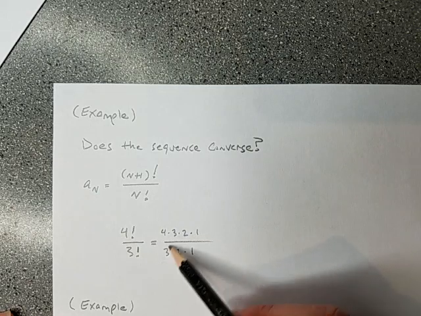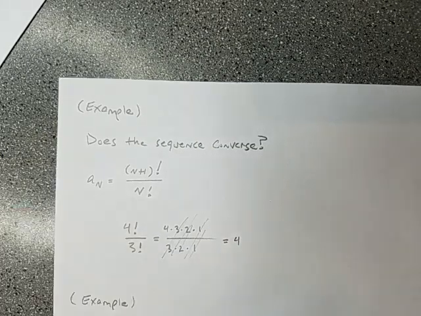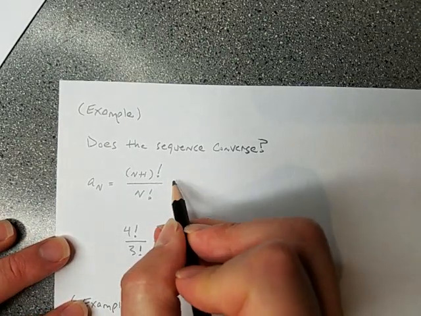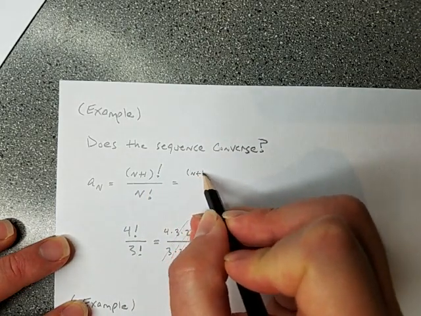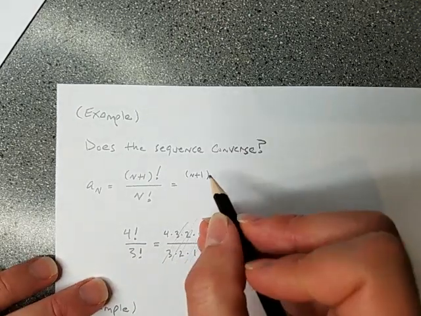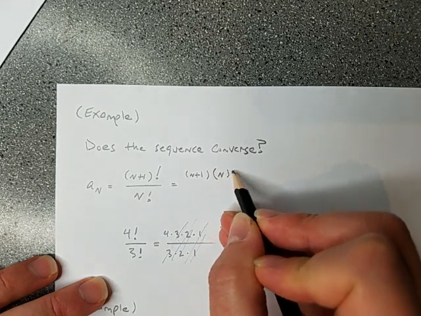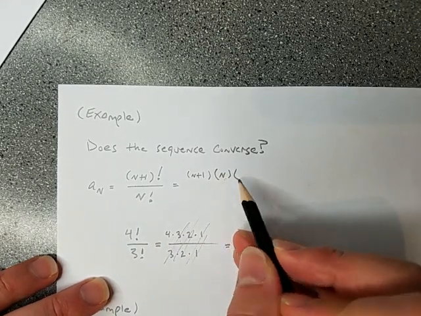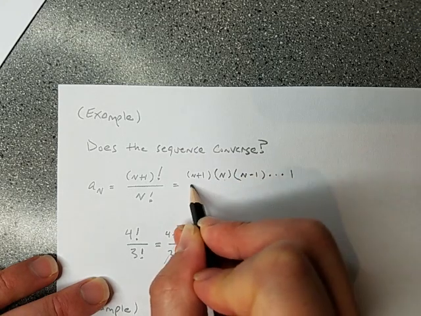Now, once you write it out, it's pretty easy to reduce them. Like the 3's cancel, the 2's cancel, the 1's cancel. It turns out that that's just 4. 4 factorial over 3 factorial is just 4. So, this is going to be what? What's n plus 1 factorial? I don't know what that number is, but here's how it would work. You take n plus 1, and what's the next number down from n plus 1? The n, okay. And then what's the next number down from that? n minus 1. And then you keep going until you get to 1.